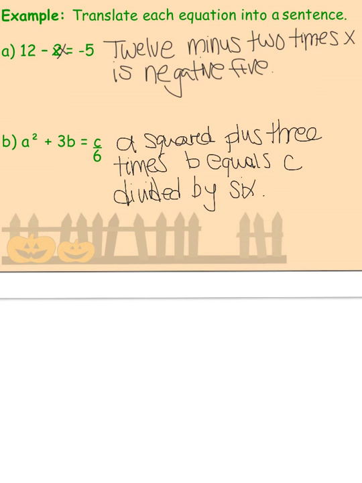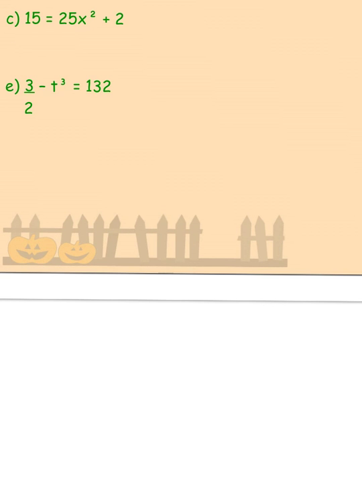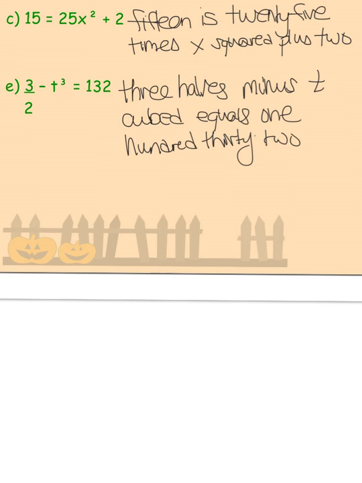So questions on those two. Help each other out if you do. I want you guys to go ahead and try these last two for me. Press pause, and then once everyone's done, press play, see if we come up with the same thing. All right, on C, you should end up with something like 15 is, or 15 equals, 25 times x squared plus 2.